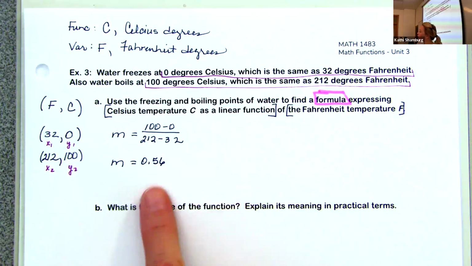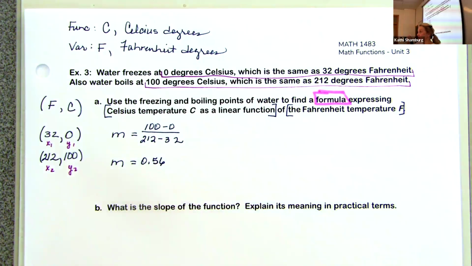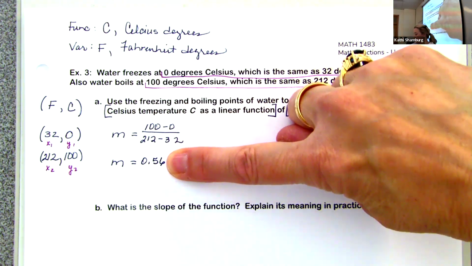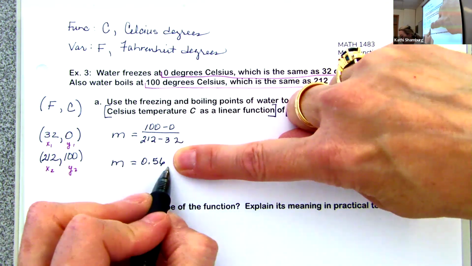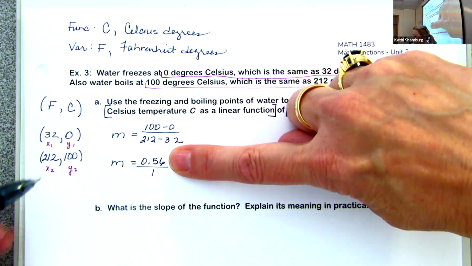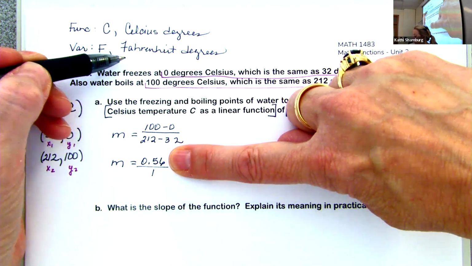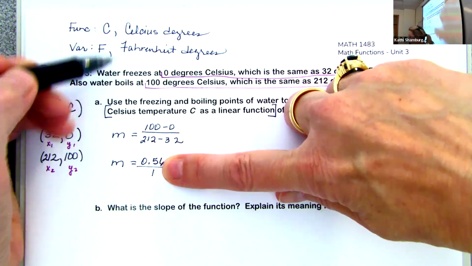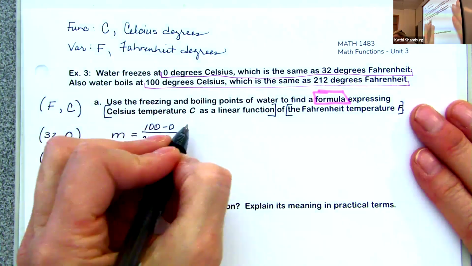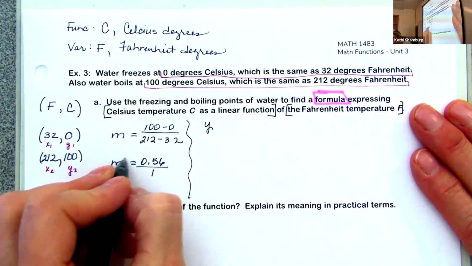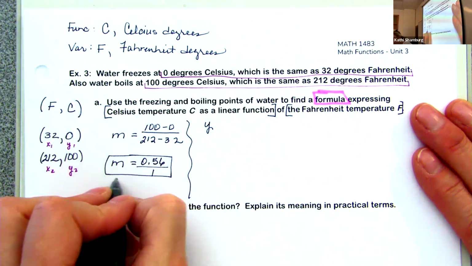All right, so when I look at this, since it's positive, then I know it increases, right? If I was looking at it as an average rate of change, this would be over 1. So there is an increase of 0.56 degrees Fahrenheit for every 1 degree Celsius. So just going back to things that we have done. All right, so now I need to find the initial value because here's my slope.